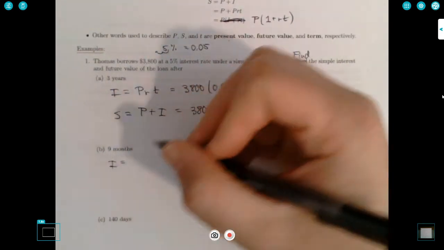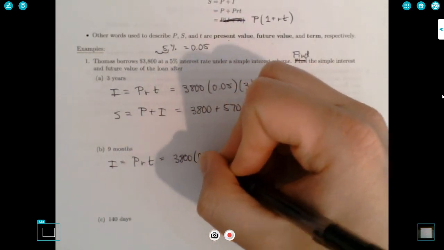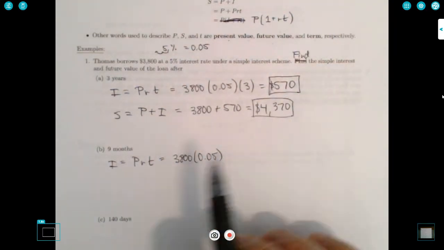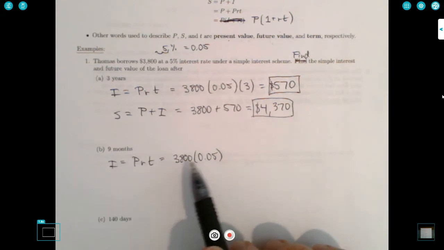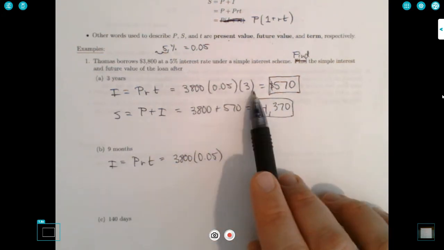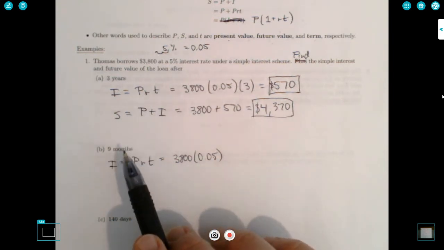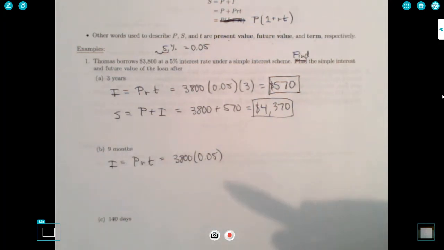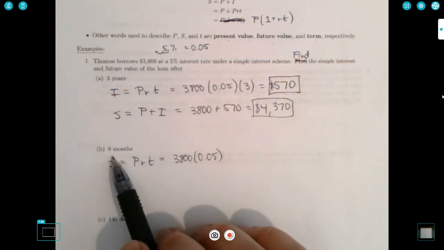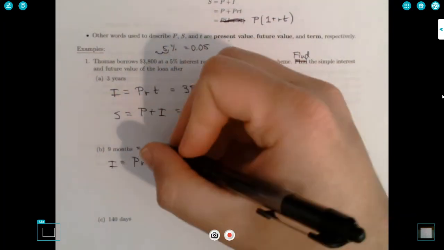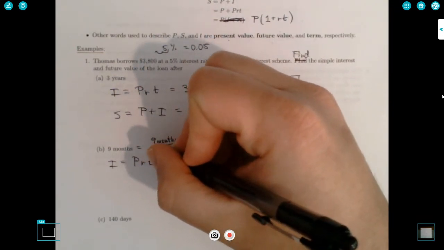So again, simple interest is principal times rate times time. That's 3,800 times 0.05 times time. Now be careful. You're not going to put in 9. It wouldn't make sense. Notice that if you plug in 9 here, this number is going to be bigger than this number was when you plugged in 3. And that wouldn't make any sense, because why would you make more interest in 9 months than you would in 3 years? So you're not going to put in 9. Remember that t has to be in years. 9 months is 9 months out of 12 months.